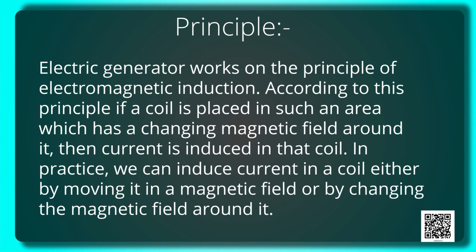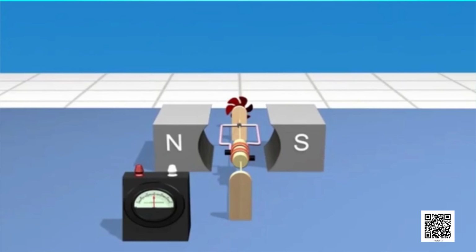In practice, we can induce current in a coil either by moving it in a magnetic field or by changing the magnetic field around it. Let us now see how an electric generator works.